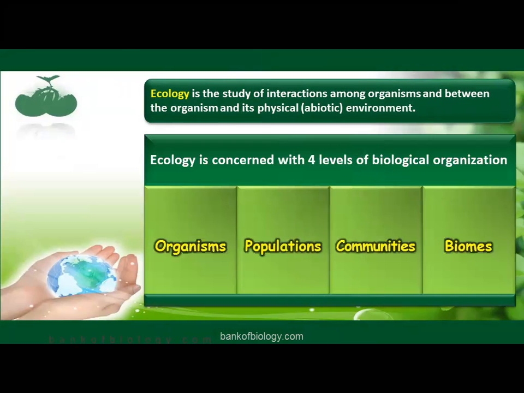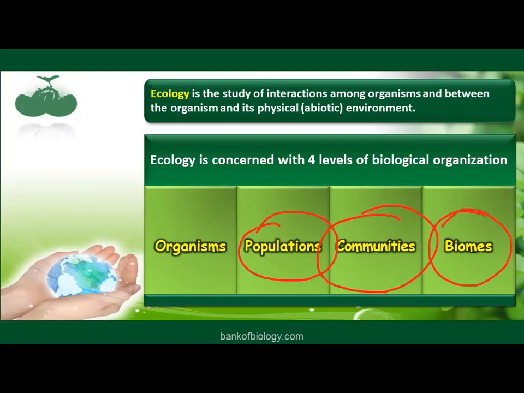Generally, ecology is concerned with the four levels of biological organization: organisms; the group of organisms of a similar kind of species we call a population; a group of populations is called a community; and all the communities living in a particular area, in a geographical region, we call a biome.